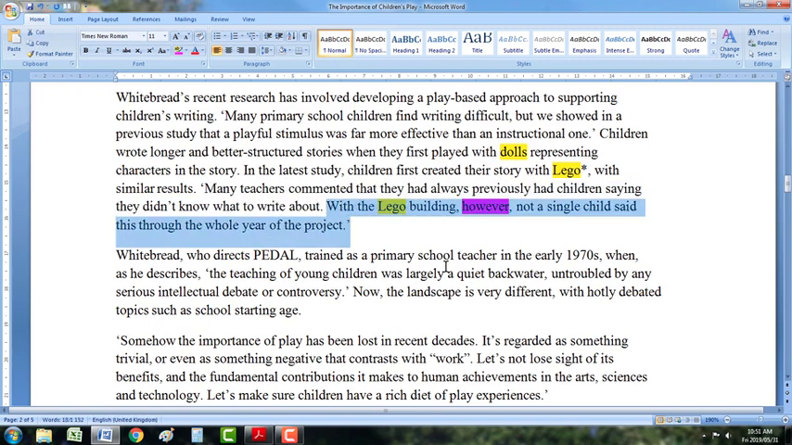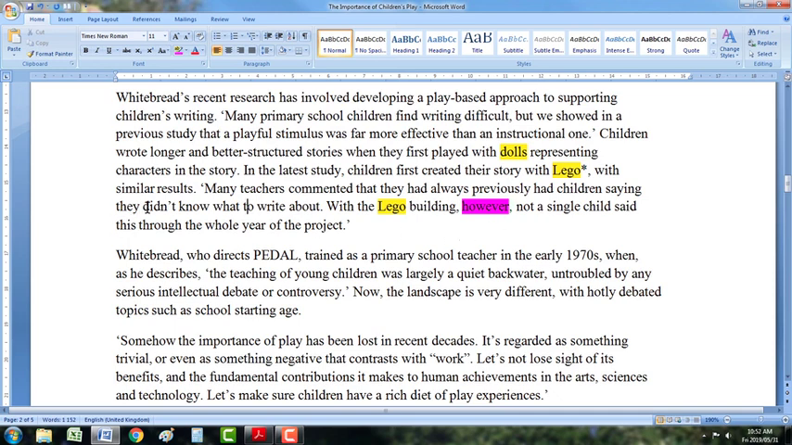This one is particularly... Not a single child said this. What is this? They don't know what to write about. So not a single child said that they don't know what to write about. So actually all of this is saying that the Lego was positive. That's all you really need to understand here. Not a single child said that they don't know what to write about.